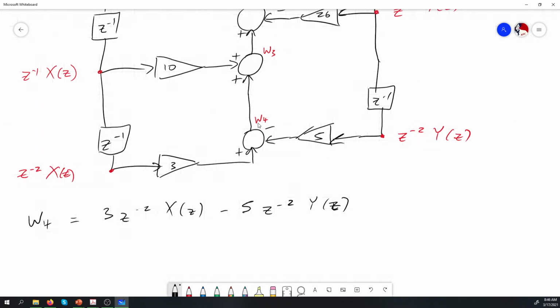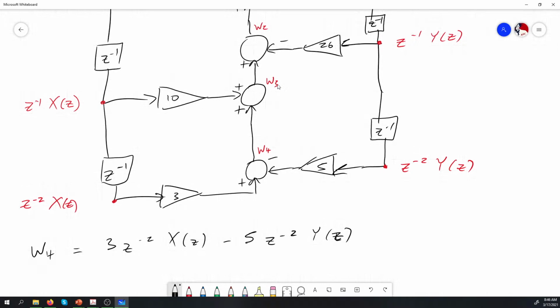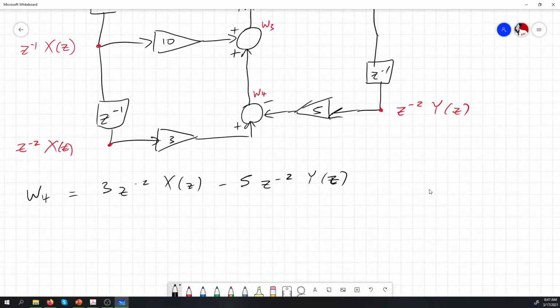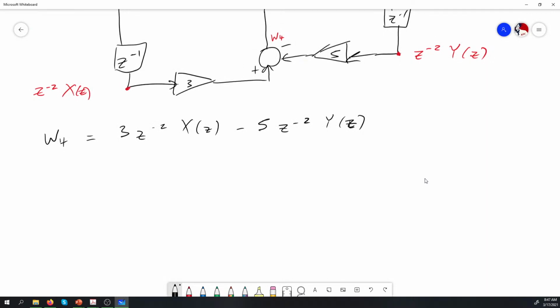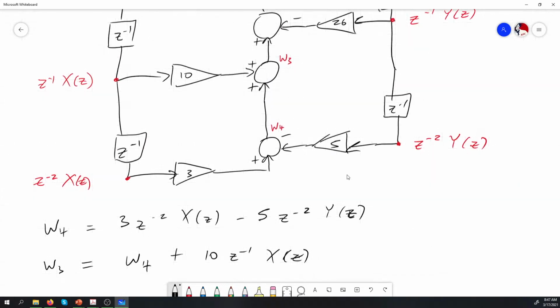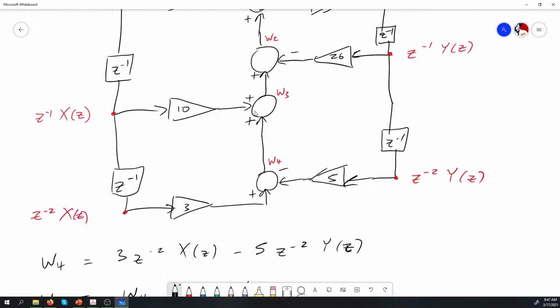Alright, so now that we have W4, let's go about watching for W3. So W3 here, if we watch the two inputs, we have z to the -1 X of z by 10, and we have W4 coming in here to give us W3. So W3 is equal to W4 plus 10 z to the -1 X of z. Alright, so that takes care of this summation point and this summation point here.